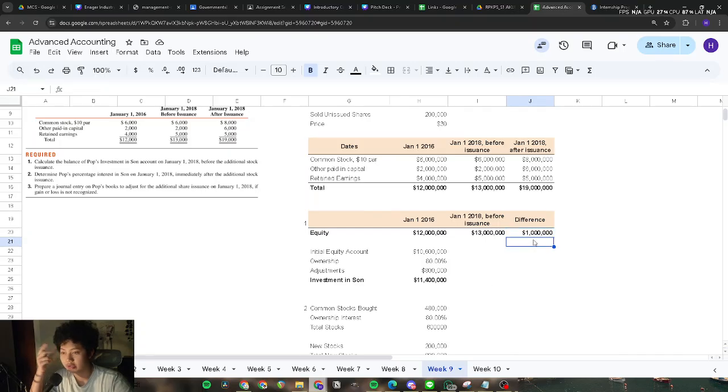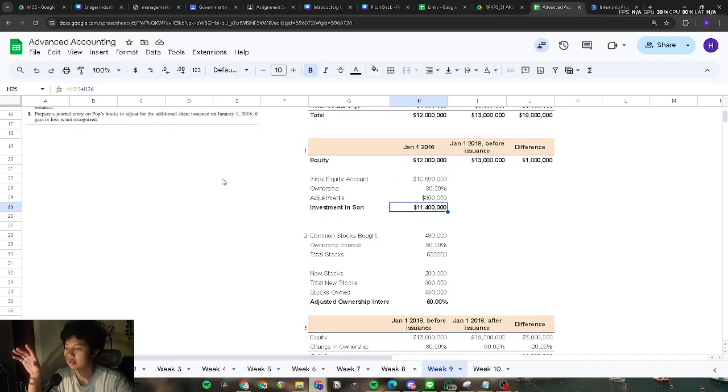And so, yes, pretty straightforward. You multiply 80% by the difference between the equity, which is 1 million, and so you will get 800,000 to be assigned to the equity account, and then you just adjust it. You add it up, and you should get 11,400,000. The reason I didn't do any of the more complicated calculation here is because the question only asks to calculate the investment account before the additional stock issuance, so before any of that stuff, which we will try to approach as we go to the second question.